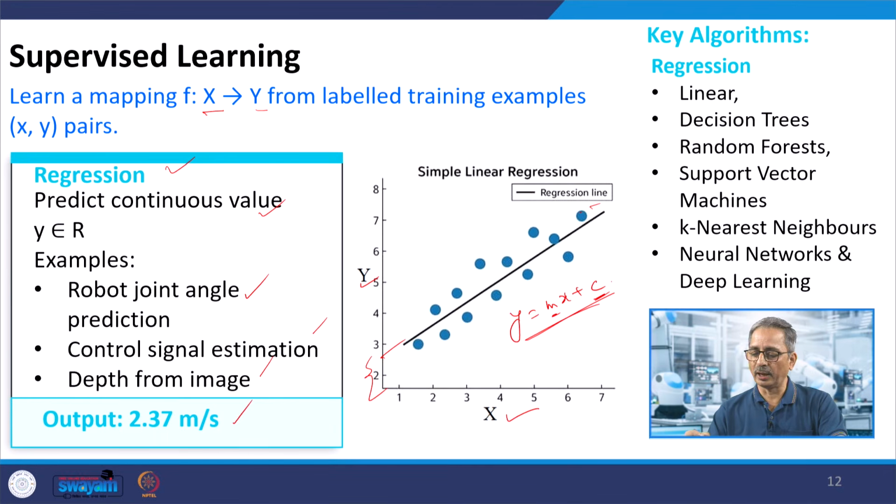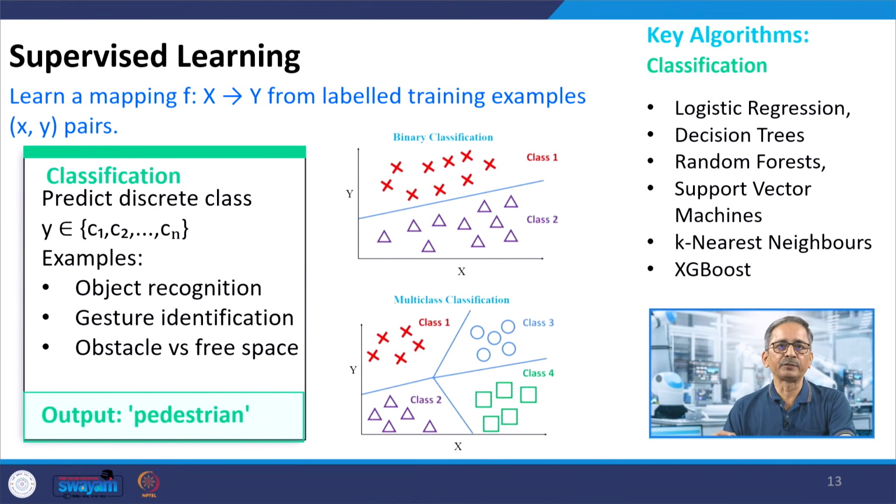There are key algorithms for regression. These are linear regression, decision trees, random forest, support vector machine, k-nearest neighbor, and neural networks and deep learning. The other type of supervised learning is classification, and in classification it predicts a discrete class.